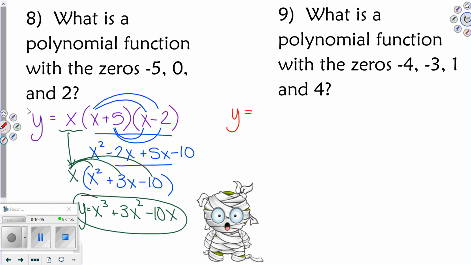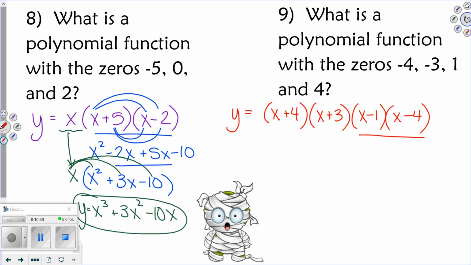Y equals, where does negative 4 come from? Where does negative 3 come from? What about 1 and 4? X minus 4. Does it matter where I start multiplying? Does not matter. You can pick wherever you want. My tendency is to start with the back 2, and I'm going to start there again.